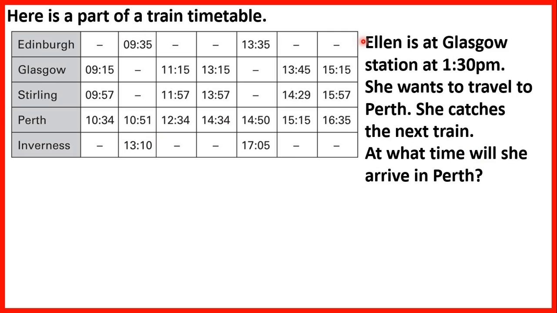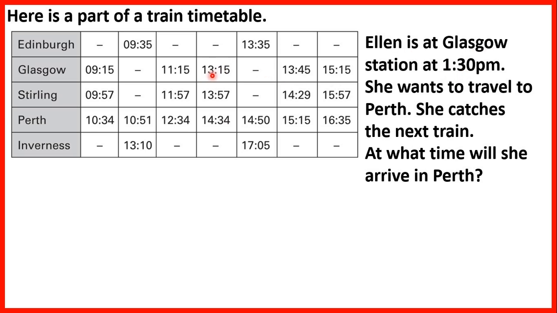Now Ellen is at Glasgow station at 1:30 p.m. She wants to travel to Perth. She catches the next train. At what time will she arrive in Perth? So in this timetable, we have 24-hour clock times, but here we have PM. So to change PM to 24-hour times, we can add 12. So she gets to Glasgow station at 13:30.